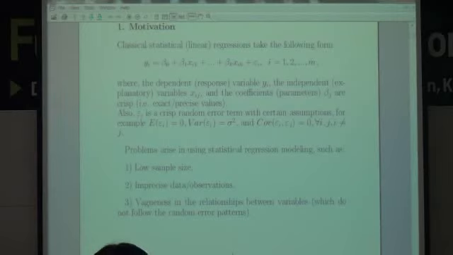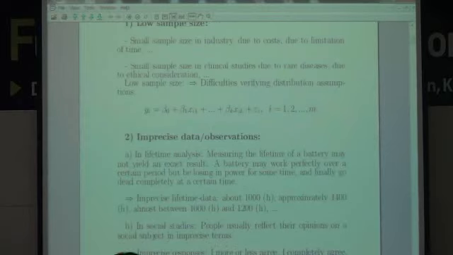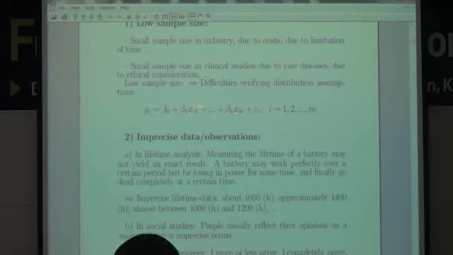But in practice, we have some problems with working with this model. The first one is low sample size. The second one, imprecise data or imprecise observations. And the third one is the vagueness in the relationships between variables. Low sample size, for example, in industry, due to costs, due to limitation of time, we have just a few samples. A small sample size is in clinical studies due to rare disease, due to ethical consideration. Low sample size yields difficulties verifying distribution assumptions. When we have, for example, 2, 3, 4, 5 samples, we cannot verify the statistical assumptions.